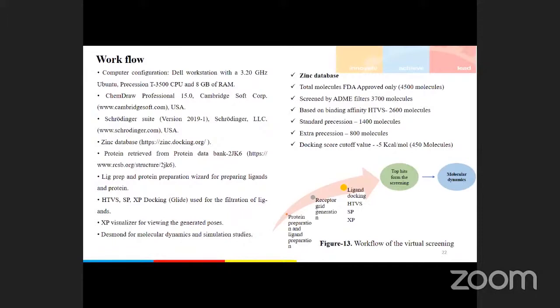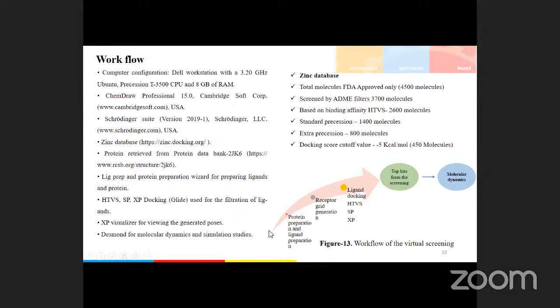We thought that 75 or 70 is very few in number out of 4,500 molecules. So we reduced the docking score cutoff value from -10 to -5. Then the hits increased from around 70 to 450 molecules. So we stopped there; we have not reduced it further. So these are all the things. This is the diagrammatic representation of the workflow that we have followed.